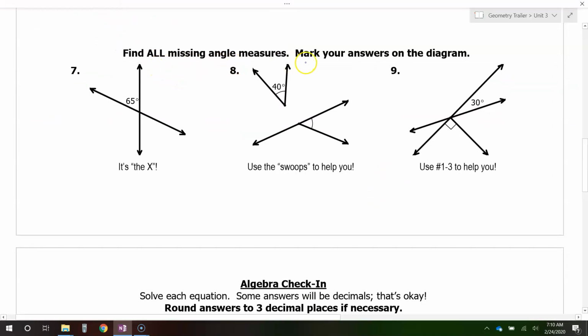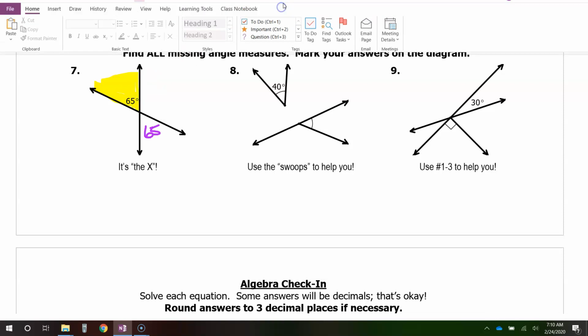All right, moving on to number 7. Find all missing angle measures. Mark your answers on the diagram. So when you see the X, you know you've got vertical angles. So I see the 65 degrees over there. That's going to match the 65 degrees over here as well. But then we've got the linear pairs to think about. So for example, look at this linear pair up here. In fact, maybe it would be better if I put 2 different colors. So look at this yellow angle and this blue angle.